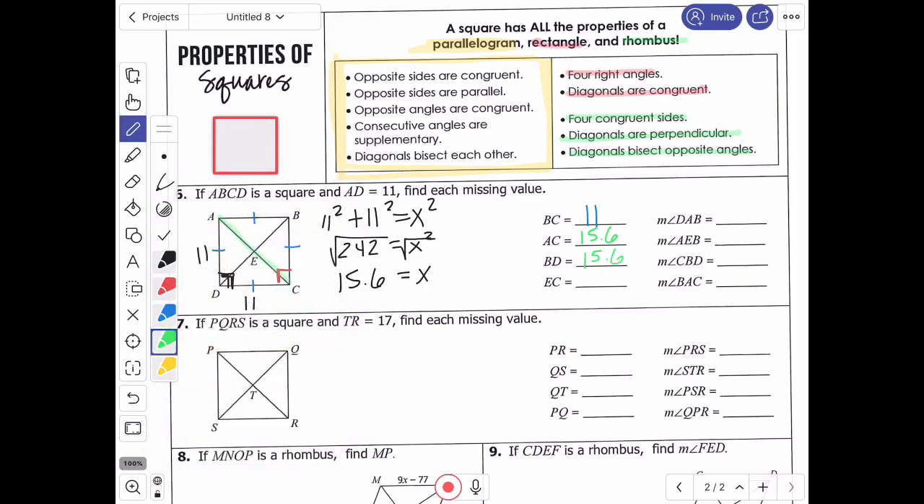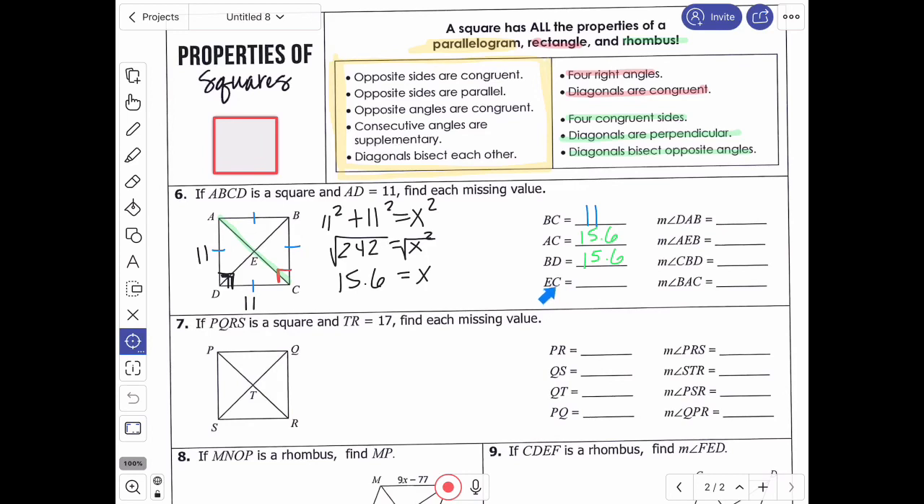I want you to really pay attention to which property I'm using to find each of these, because that's going to be a big thing in your quiz today. I'm going to say, hey, what properties were used for number 7, or what properties were used for number 6, and so on and so forth.